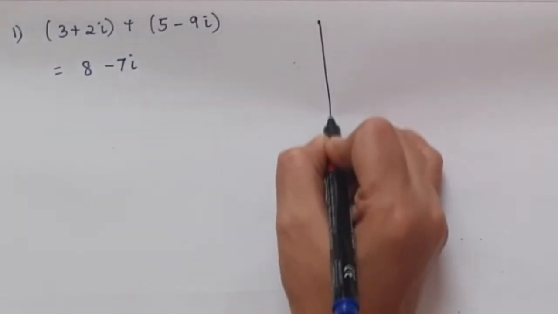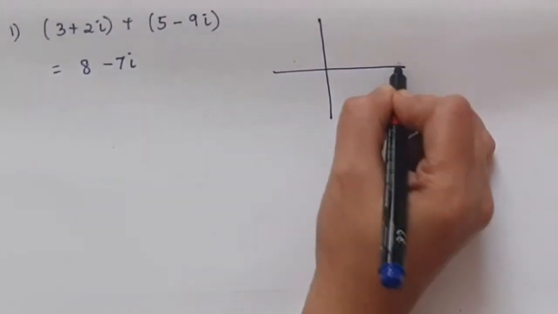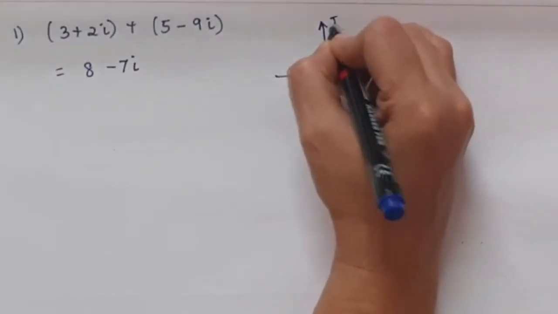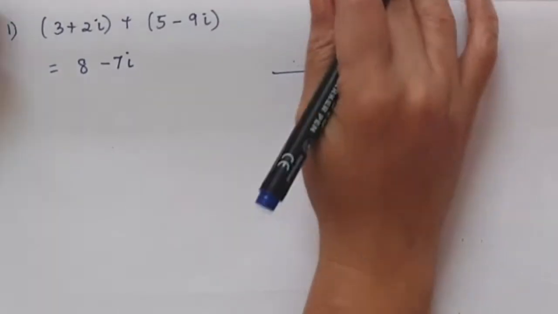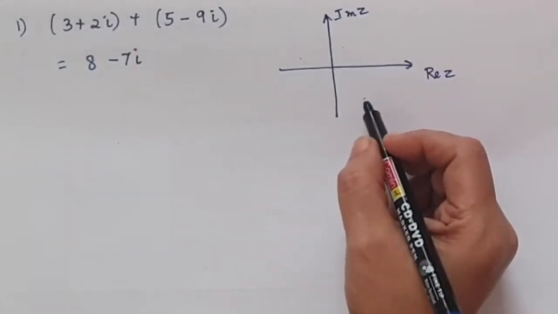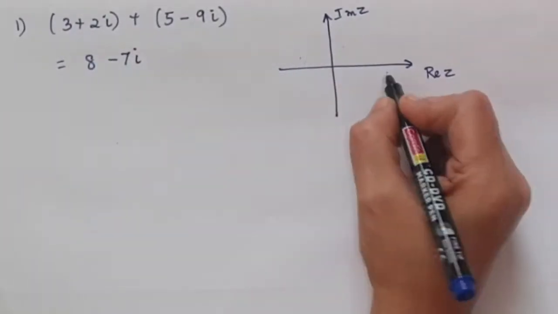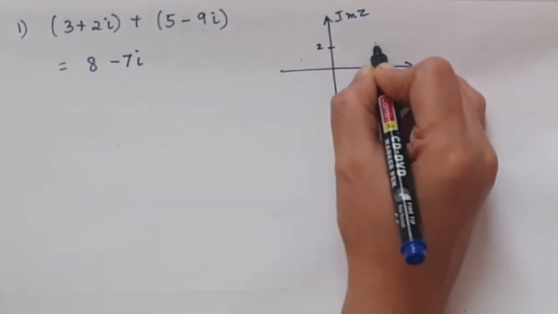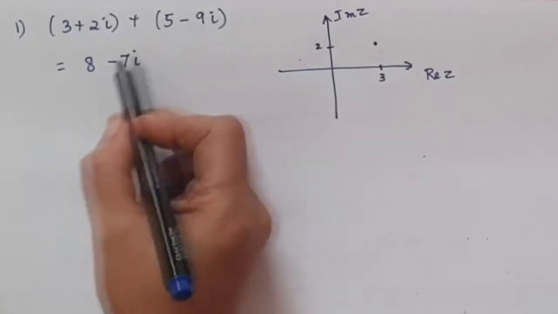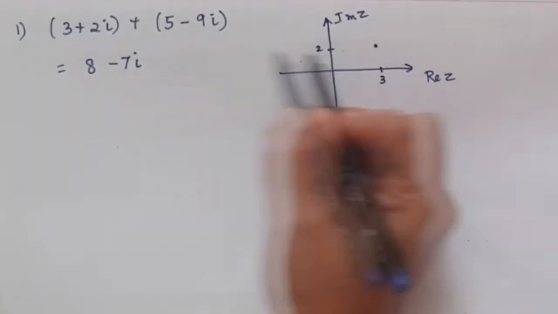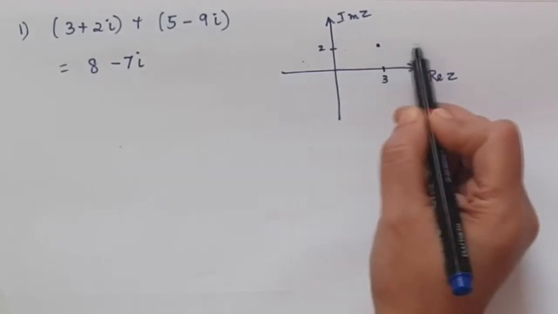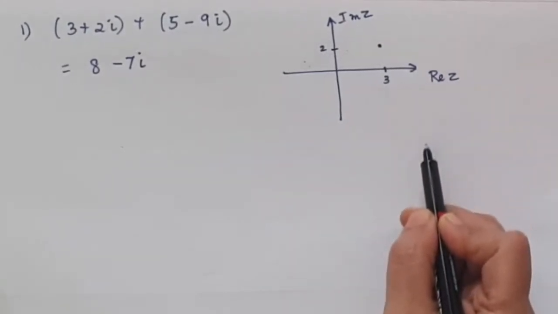So when we have to represent this in an Argand diagram, this is the real z axis and this is the imaginary z axis. In this case, when we are representing it, this is 3 plus 2i. So here it is a 3 and here it is a 2. So 3 plus 2i is this number. Then from here, we need to add 5 minus 9i. So from here, 5 is here and then for 9 we go down.